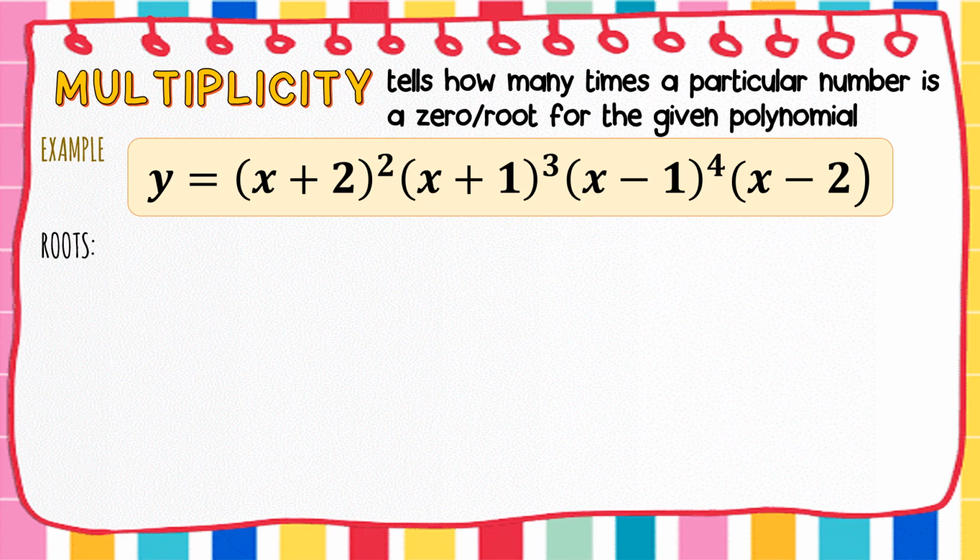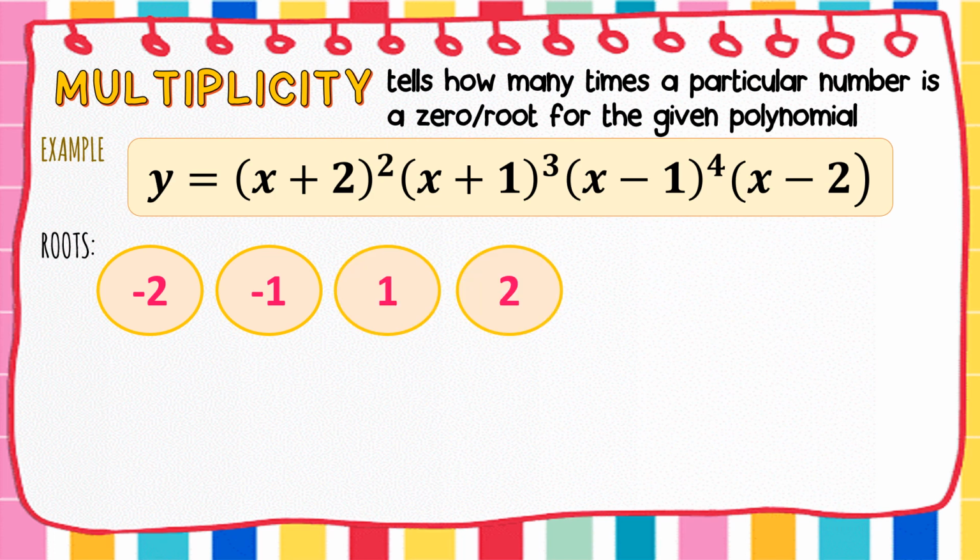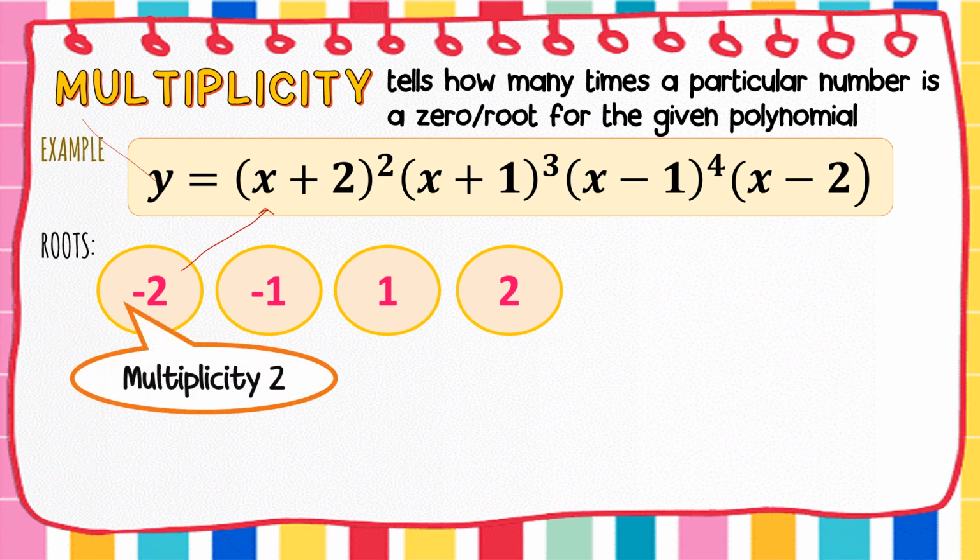Ayan. We have y equals the quantity x plus 2 squared times the quantity x plus 1 cubed times the quantity x minus 1 to the fourth times the quantity x minus 2. What are the roots? Okay, we have negative 2, negative 1, positive 1, and positive 2. Now, si negative 2 ay nanggaling dito, right? Si negative 2 ay root of multiplicity 2. Why? Kasi twice siyang lumabas dun sa ating polynomial function.